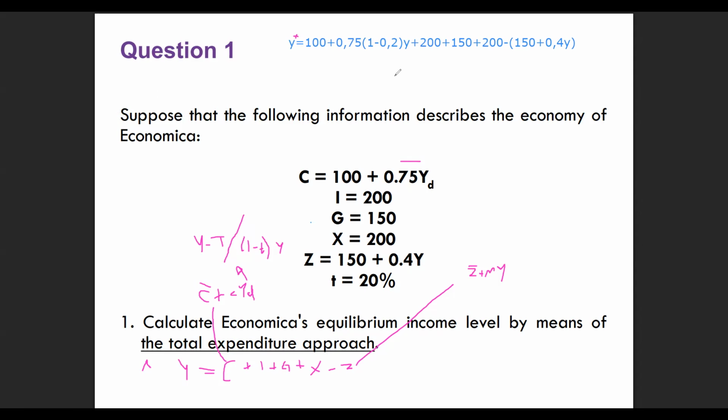And now obviously you're going to start by solving the bracket. So 1 minus 0.2, you get what? 0.8. So this one is 0.8. And then if you say 0.8 times 0.75, you're going to get 0.6. So basically here we have 0.6.